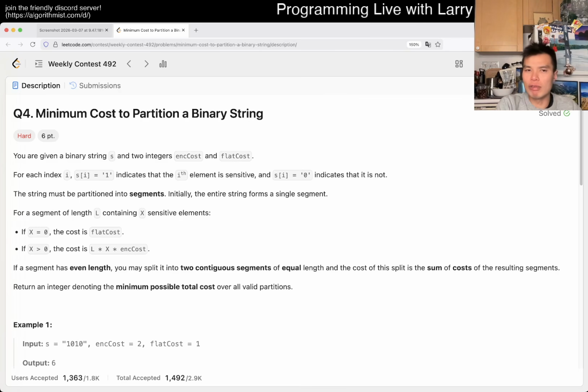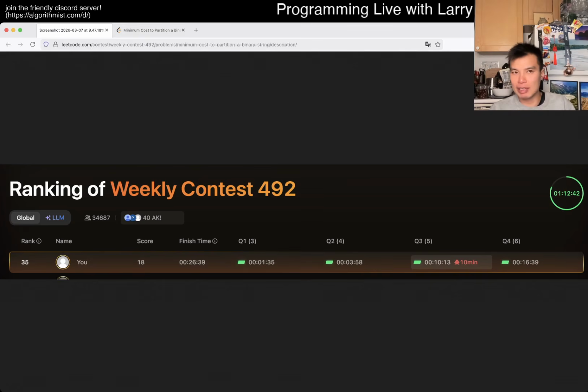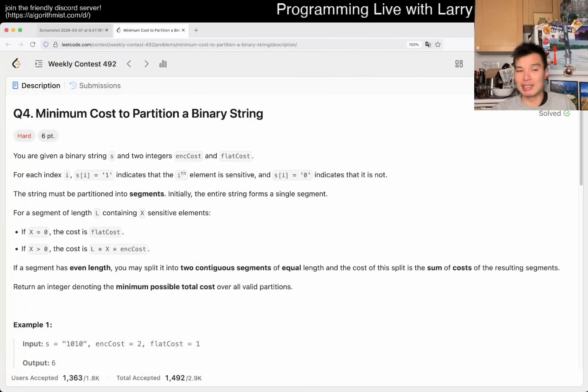Honestly, I don't know what is going on with this problem. There were a lot of weird reading things, and I ended up taking about 6 minutes on this problem, and about 3 of those minutes were just me trying to figure out how to read it.